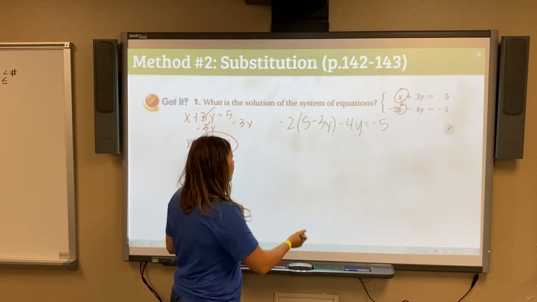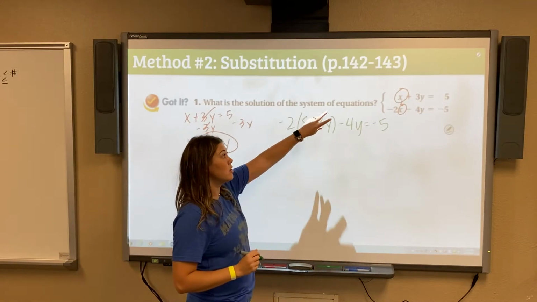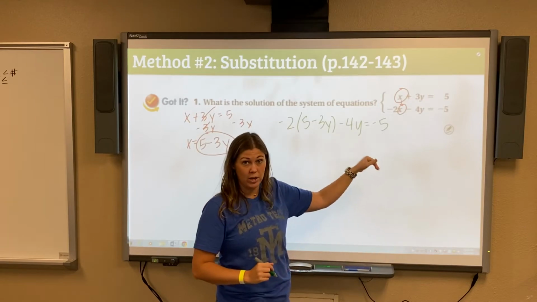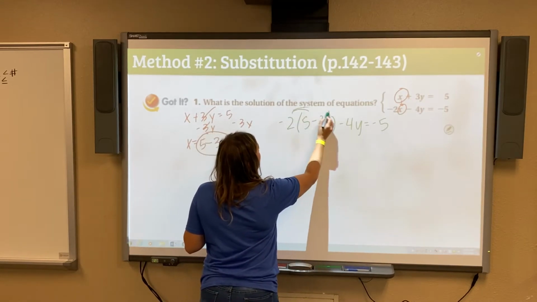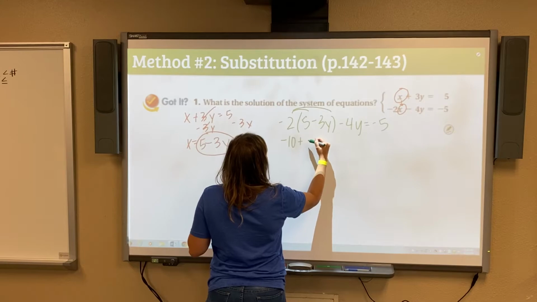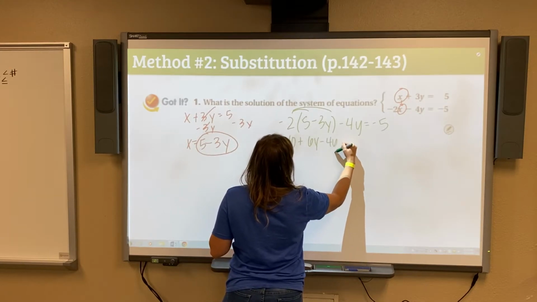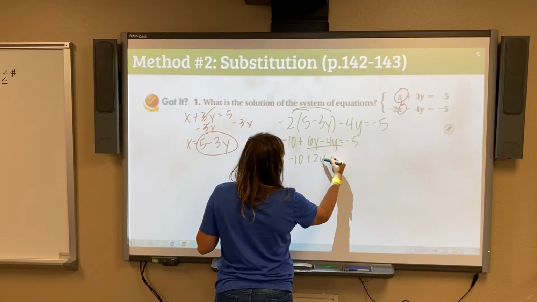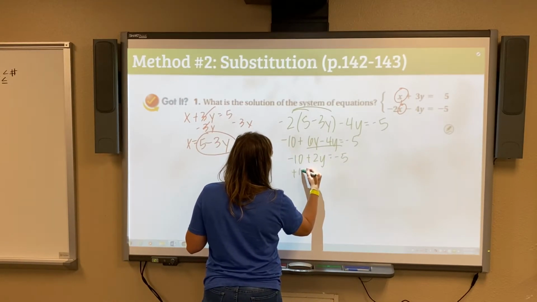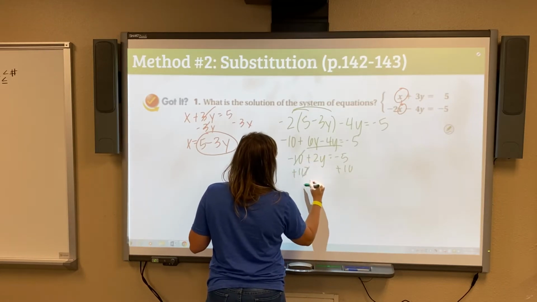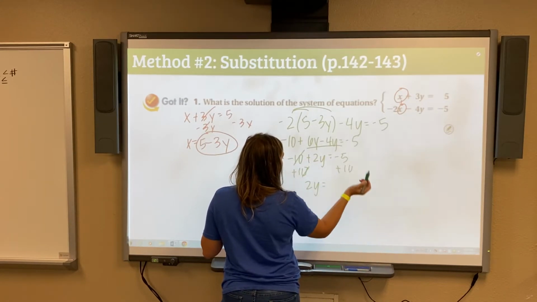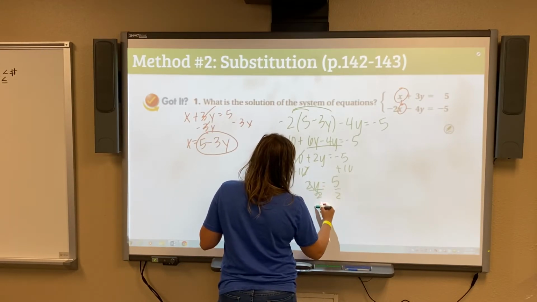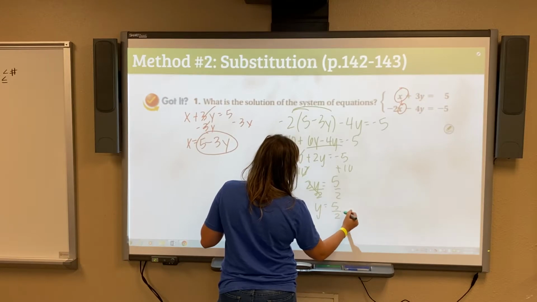Okay, now we solve for y. So originally we had 2 equations, 2 unknowns. Now we plugged it in, we have 1 equation with 1 unknown, our y, that's what we're going to solve for. So we get negative 10 plus 6y minus 4y equals negative 5. Combine: negative 10 plus 2y is equal to negative 5. Add 10, add 10. We get 2y is equal to negative 5 plus 10, which would be 5. Divide by 2. y equals 5 over 2.